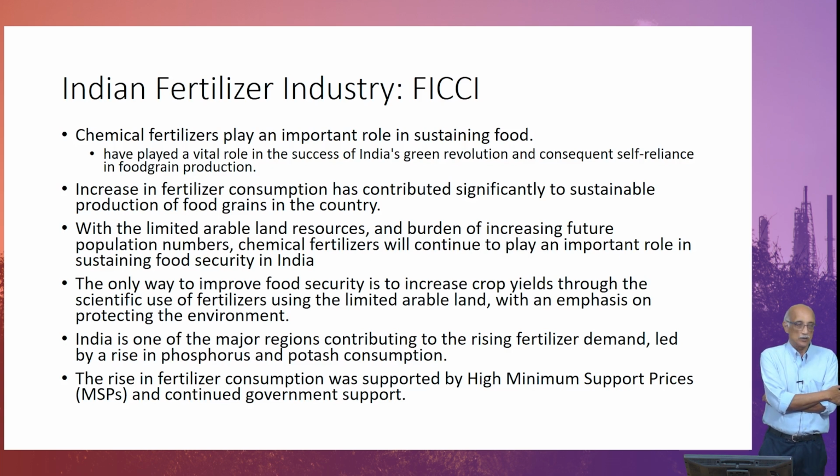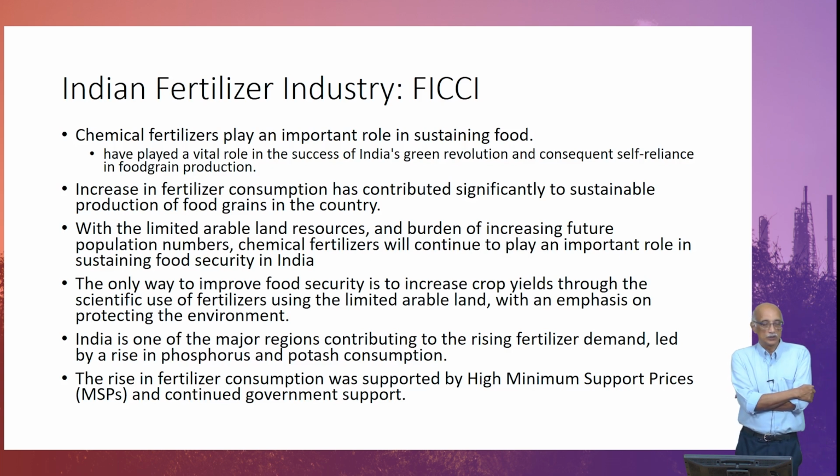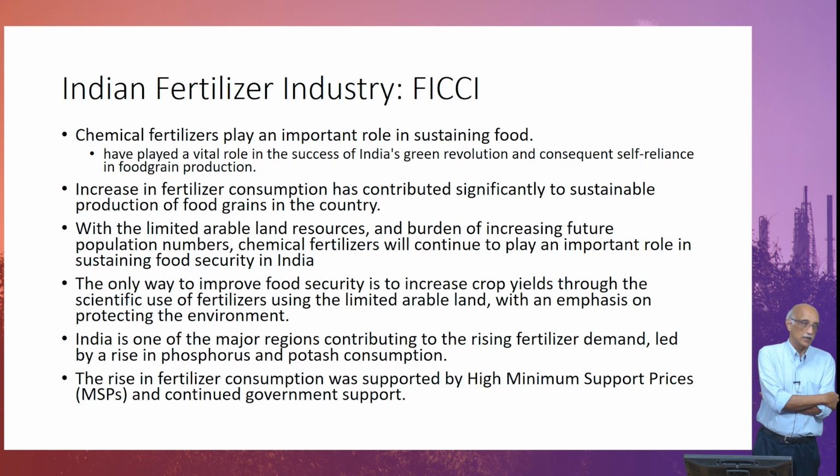Because a lot of the chemicals that we use in agriculture really don't get consumed. Much of it runs off. So if you can actually monitor your soil, monitor your plants, and feed chemicals only at the required doses at the required locations, you can obviously conserve and reduce the amount of chemical consumption while at the same time driving yield in your plantations. So India is one of the major regions contributing to rising fertilizer demand, led by a rise in phosphorus and potash consumption.